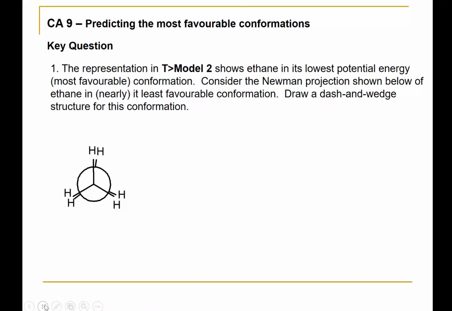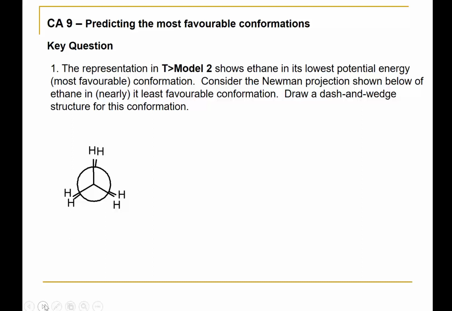So in this key question number 1, I comment that the representation in teaching model number 2 shows ethane in the lowest possible energy, in other words, the most favorable conformation. Now here's another Newman projection written on the left-hand part of your screen, and you can see that the hydrogens in this conformation are actually overlapping, and as a result, this corresponds to the least favorable conformation.